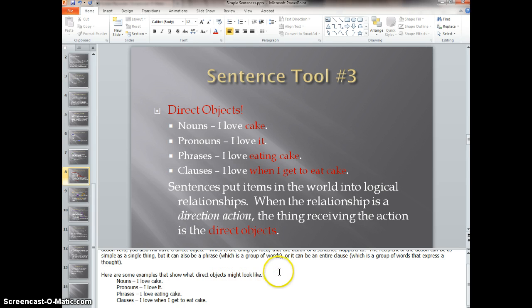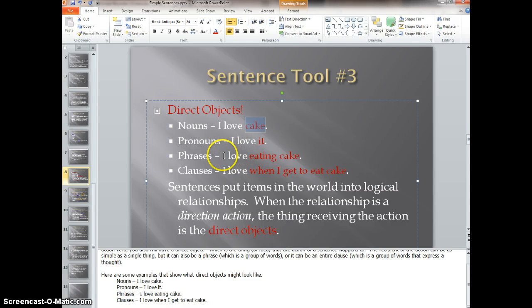Just as a side note, you don't need to memorize the term direct objects. All you need to do is be able to construct simple sentences that use direct objects. You need to be able to use it, not study the terminology. So examples: I love cake. Cake is the noun that is receiving the action of love. Pronouns: I love it. The it, I presume, stands for cake here.